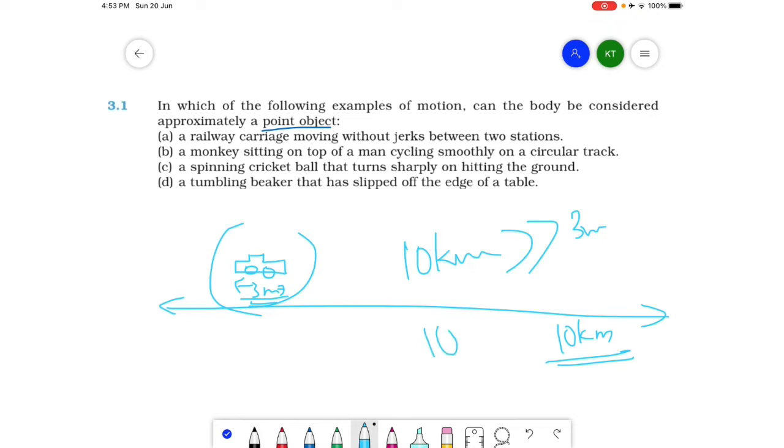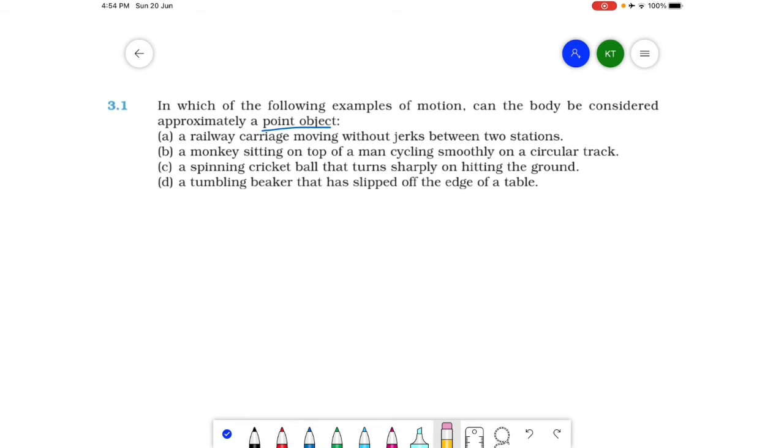10 kilometers in meters: 1 kilometer is 1000 meters, so 10 kilometers will be 10,000 meters. This is very large compared to 3 meters. When the distance is very large compared to the size of the object, then it's said to be a point object. So we can say that it will be a point object.